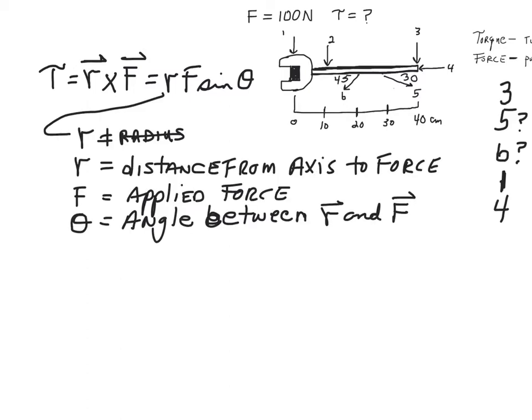okay, by all means learn this. r is not a radius. Even though it sort of is a radius in some cases, but don't say r is a radius. r is the distance from the axis to the force. So here the distance to the force is 0, so the torque is 0. Here, as the distance from the axis to the force gets bigger, the torque is going to get bigger. That's why, in general, we like to be far away. F, of course, is just the applied force. More force will mean more torque.